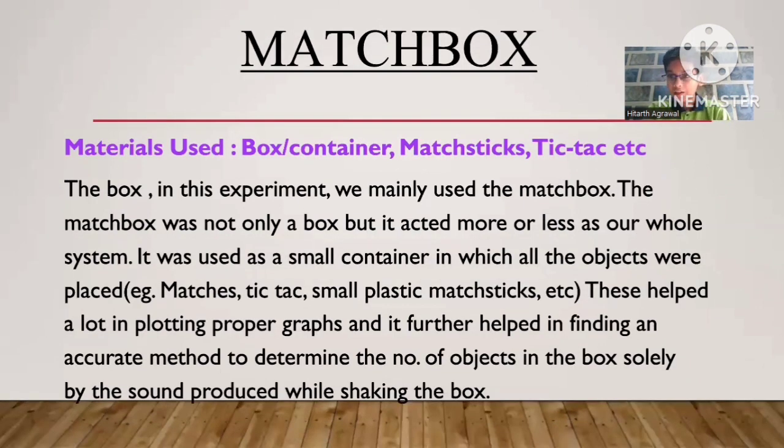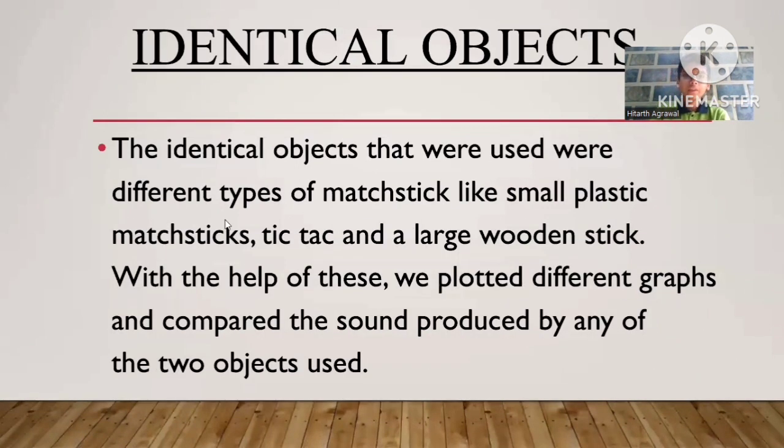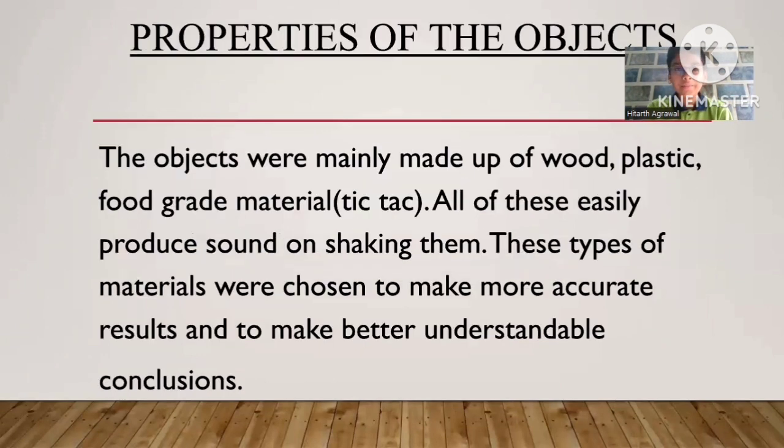So the main material which we used in our experiment was matchbox. So the matchbox acted more or less as a whole system. It was used as a small container in which all the objects were placed. So this helped a lot. The identical objects that were used were different types of matchstick, like small plastic matchstick, tic tac, and a large wooden stick. With the help of these, we plotted different graphs and compared sound produced. So it helped a lot.